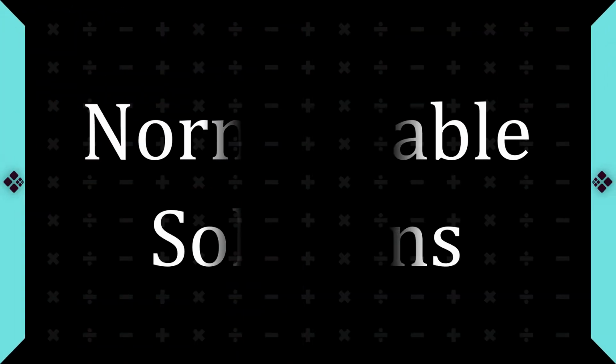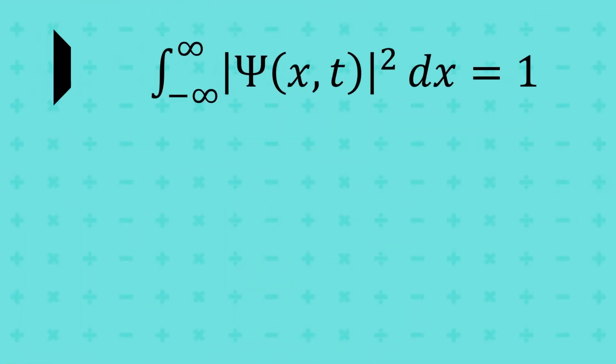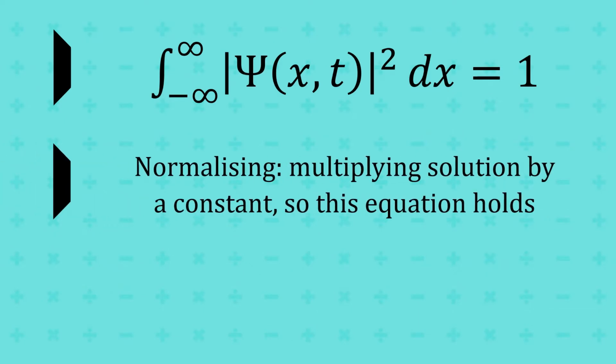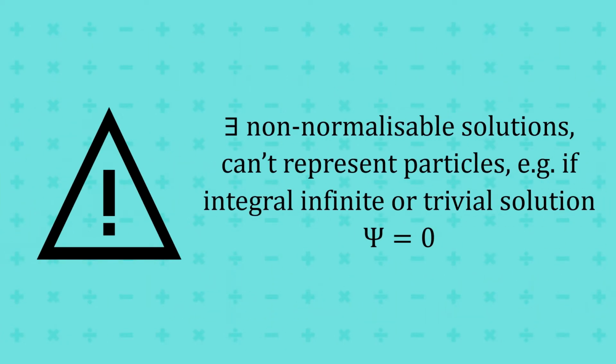quickly. Now, let's discuss normalizable solutions to the Schrödinger equation. The statistical interpretation of the wave function implies that the integral from minus infinity to infinity of the modulus of the wave function squared is equal to 1. Normalizing the wave function is the process of multiplying a solution to the Schrödinger equation by a constant so that this equation holds. Once you have normalized the wave function at time t equals 0, the wave function will remain normalized for any future time.